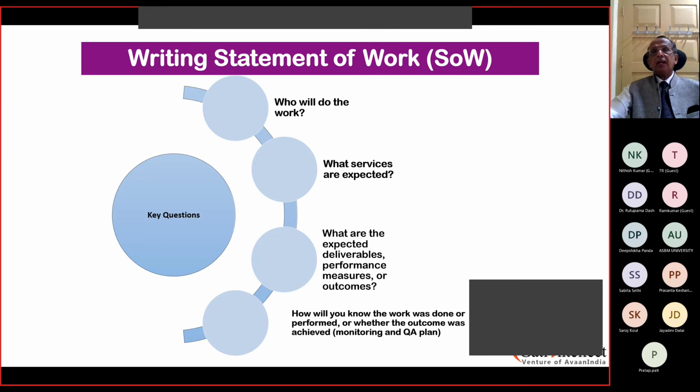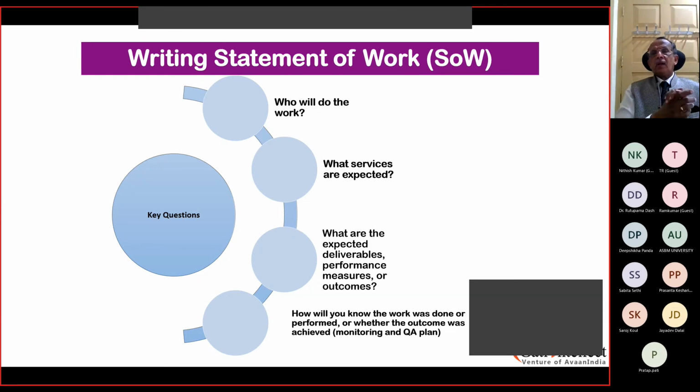because you are wasting time. Right, look at this one. See, this shows clearly how you can write a statement of work. Who will do the work? Number one, what services are expected? What are the expected deliverables, performance measures, or outcomes? How will you know the work was done or performed, or whether the outcome was achieved? See, how do you like it? So these are the key questions in writing the statement of work.